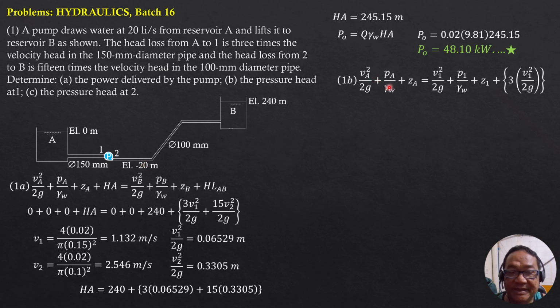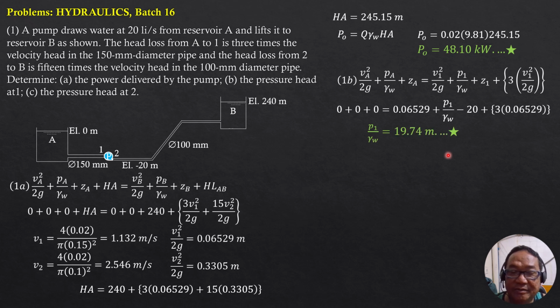So 0 plus 0 plus 0, everything here is 0, equals V1 square over 2G plus pressure head at 1 plus negative 20, elevation head at 1 plus head loss 3 times 0.06529. Computing for P1 over gamma, pressure head at 1, it is equal to 19.74 meters.